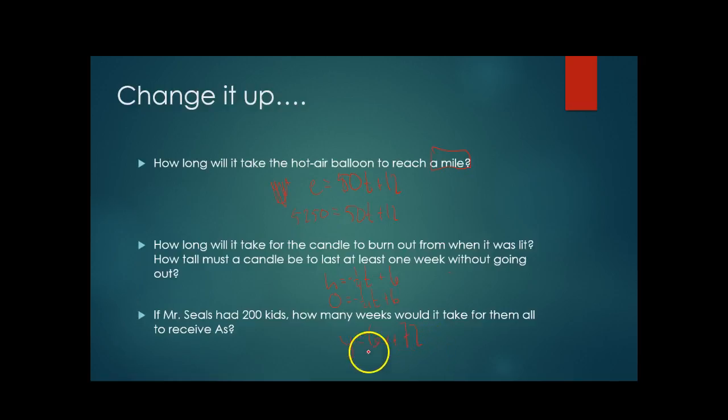The last one is, if Mr. Seal had 200 kids in class with A's, how many weeks would it take for them to receive A's? So in this case, we're going to say 200 is the output, and we're going to solve for x there. So go ahead and solve these 3 equations to figure out your answer.